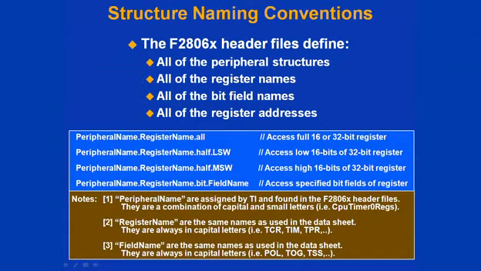The header files define all of the peripheral structures, all of the register names, all of the bit field names, and all of the register addresses. The most common naming conventions used are peripheral name.registername.all, which will access the full 16 or 32-bit register, and peripheral name.registername.bit.fieldname, which will access the specified bit fields of a register.